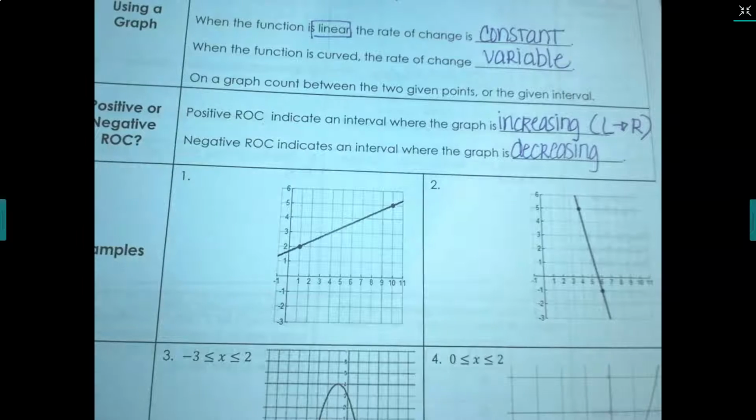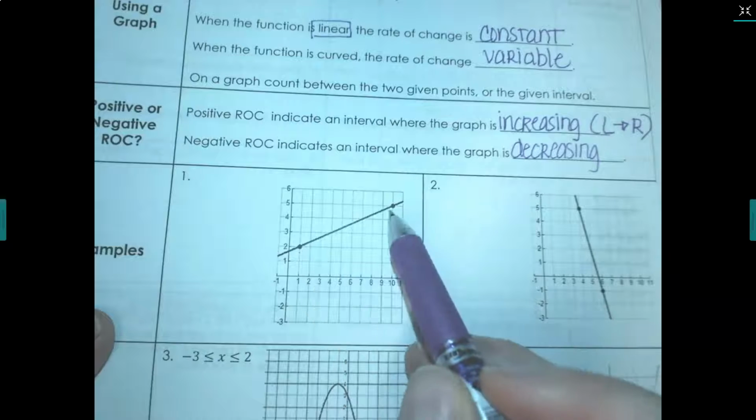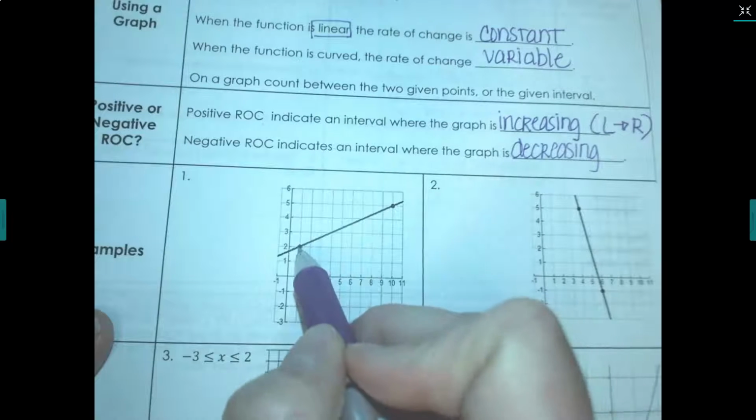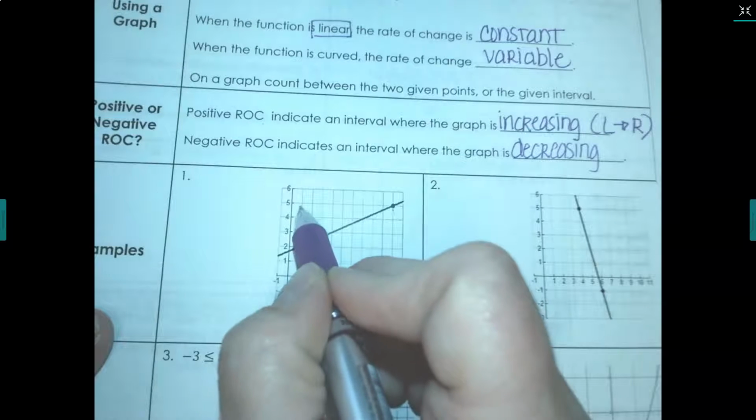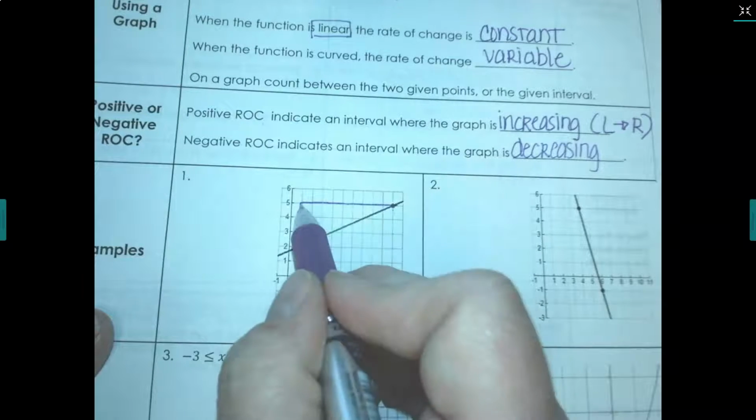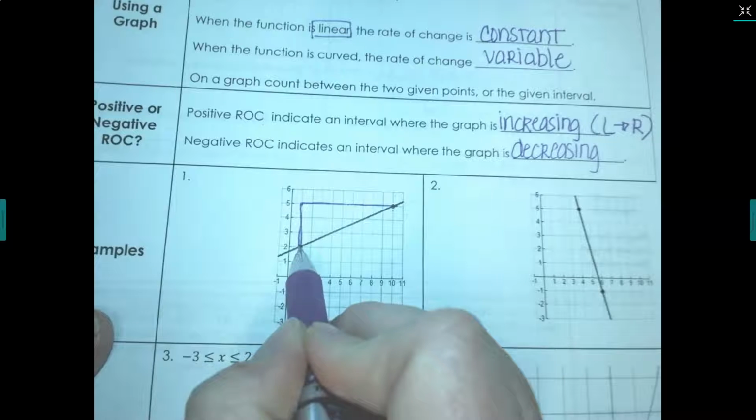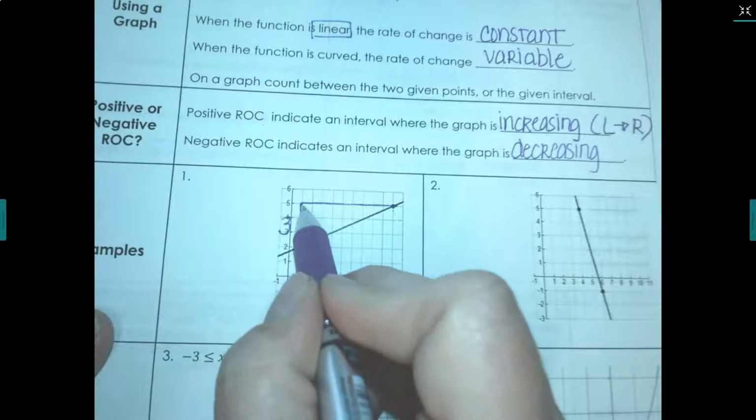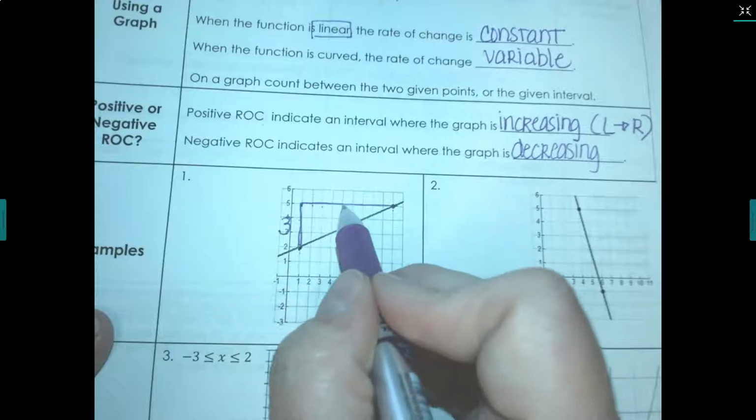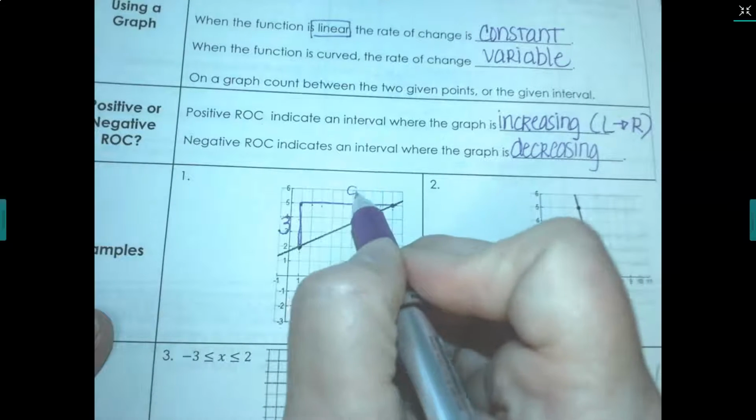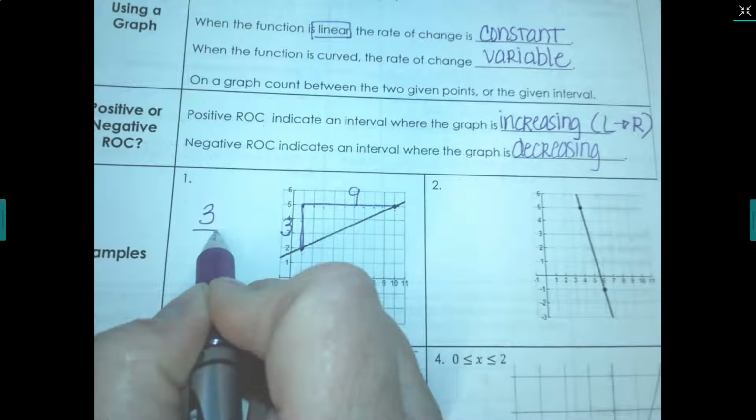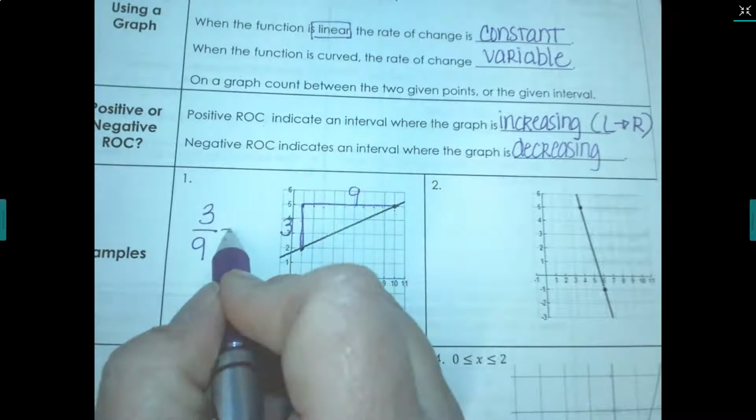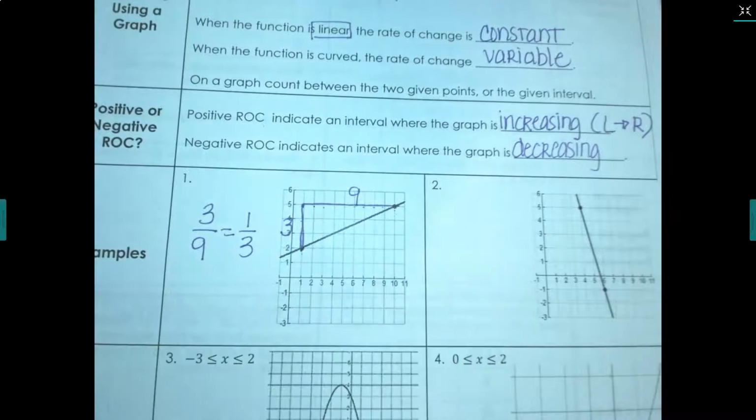So rate of change is, how does the slope change between 2 points. I have 2 points marked on here. So what I want to do is, how do I get from the left point to the right point? Because we always read left to right. I know if I want to get there, I'd have to go up and across. So I want to know, how far up do I go? Starting from here, 1, 2, 3. I went up 3 from the corner. Then across, 1, 2, 3, 4, 5, 6, 7, 8, 9. So I'm counting my steps, my rise over my run. My rise is 3 and my run is 9. So my slope, if I reduce my fraction, is 1/3.